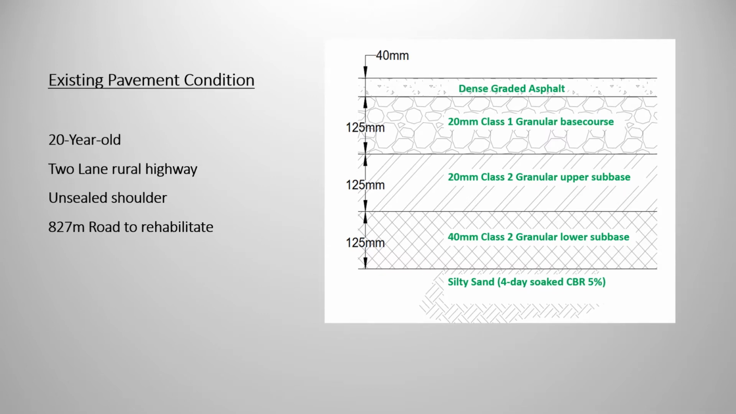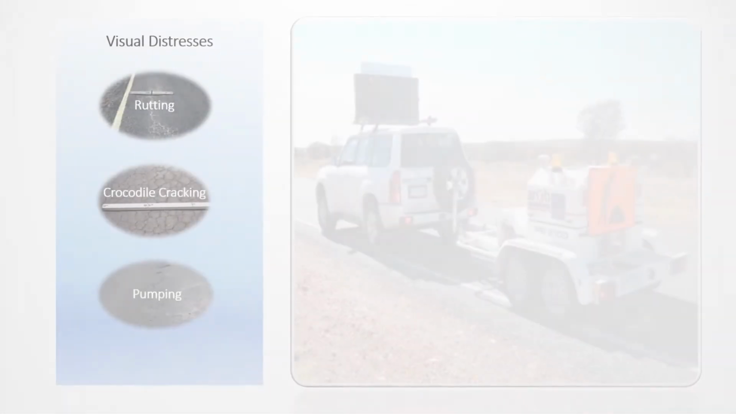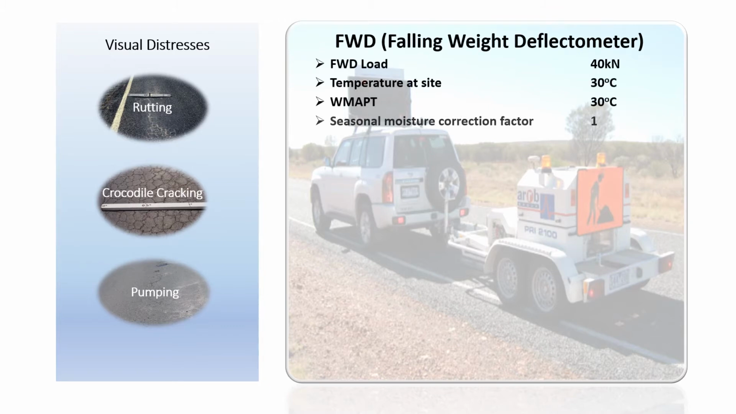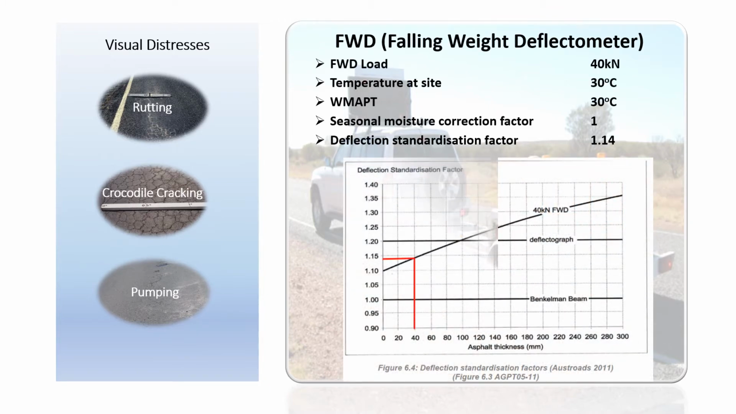According to the visual inspection, rutting, crocodile cracking, and pumping were observed. The maximum pavement surface deflection was measured by running the FWD, which is the falling weight deflectometer, on site every 20 meters. This data needs to be adjusted by the factor of temperature and seasonal moisture correction.